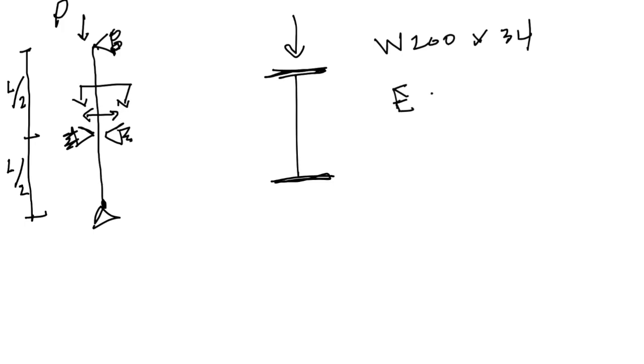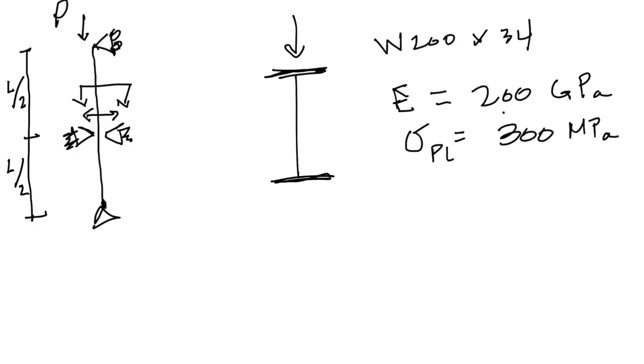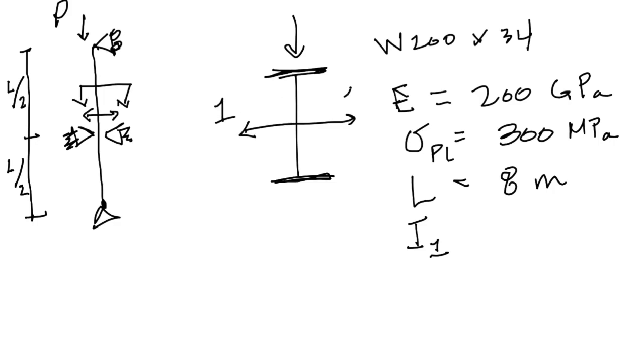E is equal to 200 gigapascals. The plastic limit of stress, we want to keep it below this number, is 300 megapascals. Okay, the length is 8 meters. And now we're going to have moments of inertia, right? We need two moments of inertia. We need a moment of inertia about this 1, 1 axis. And then we're going to need a moment of inertia about this axis too, the 2, 2 axis.